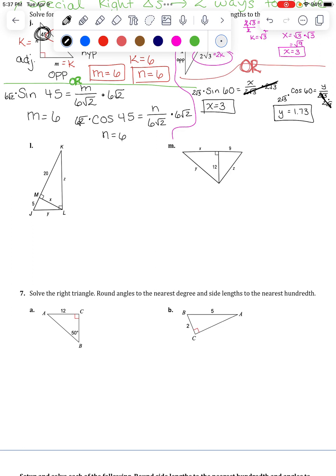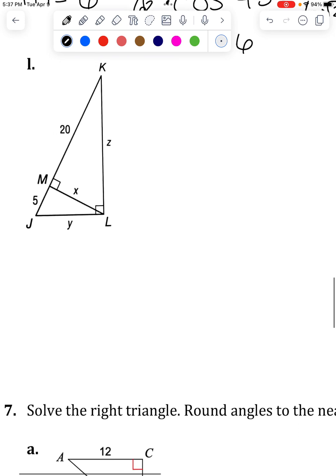Okay. Now these ones, when you have the situation where you see these overlapping triangles, generally speaking, you are going to have a special right triangle. Now there's supposed to be a right angle here, by the way. I need to fix that.